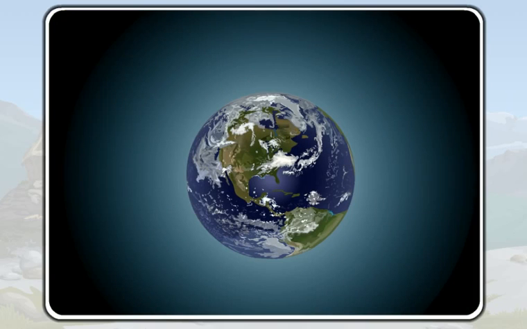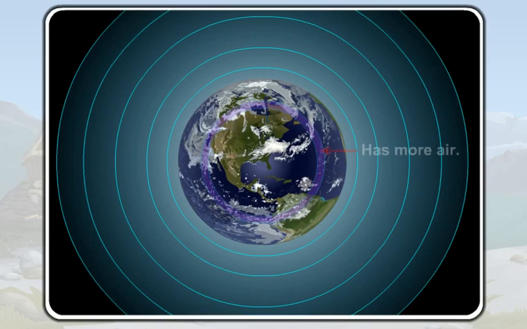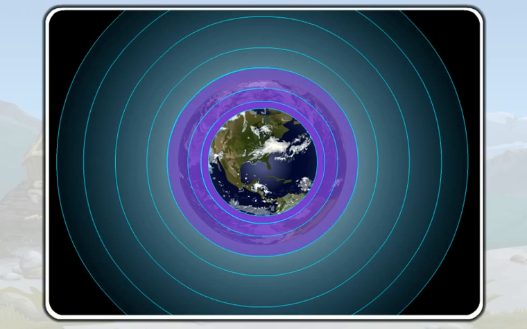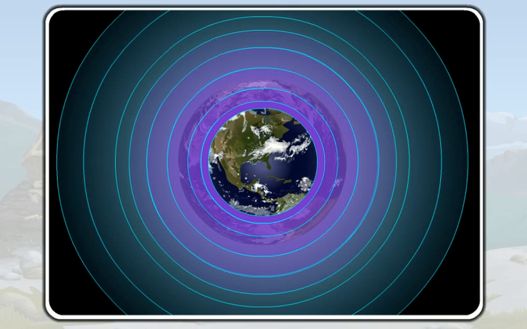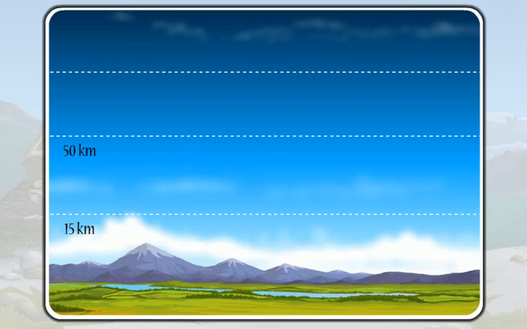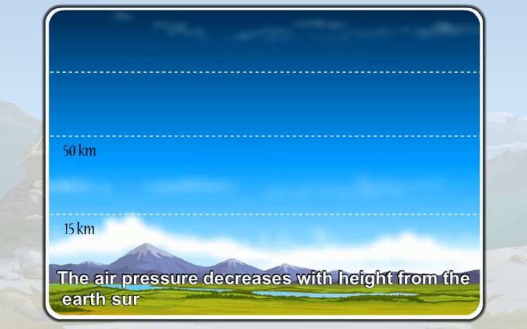The gravitational force also pulls the air towards its surface. So, due to the gravitational force, the Earth holds the air towards the ground. There is more air near the surface of the Earth, and it gets thinner and thinner as we go up. That means the air pressure decreases with height from the Earth's surface.